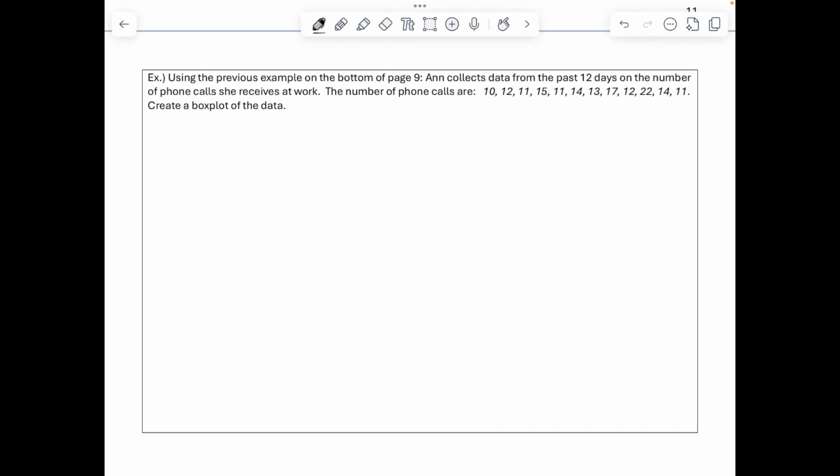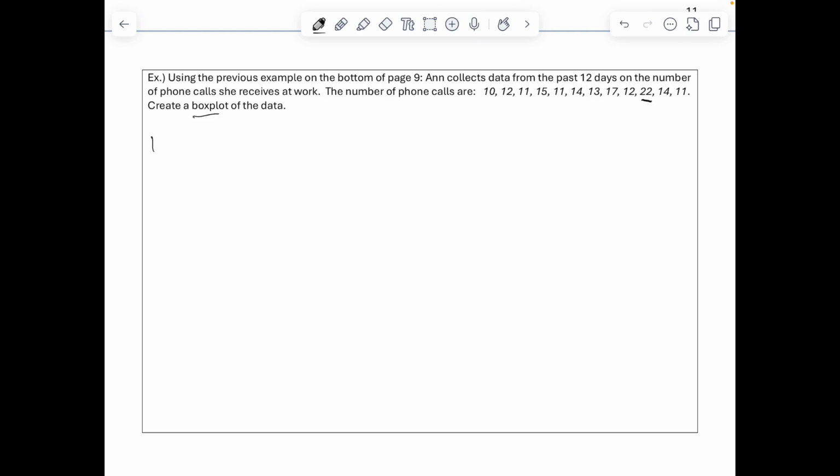The example at the top of the next page says, using the previous example on the bottom of page 9, which says Anne collects data from the past 12 days on the number of phone calls that she receives from work. The number of phone calls are given. And remember, in this data set, 22 was an outlier. So it says create a box plot for this data. So this time we're going to be creating a box plot, and we have an outlier. And this is also sometimes called a modified box plot.